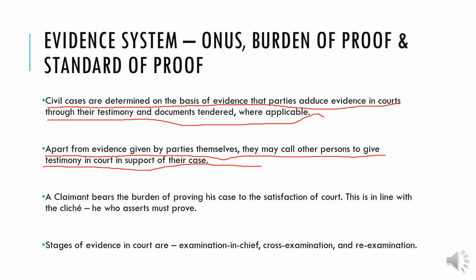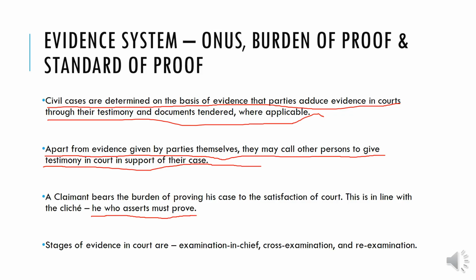But basically, a claimant bears the burden of proof in a civil case. So a claimant has to prove his or her case, and unless a claimant succeeds in proving the case before the court, then that claimant may not have the judgment of the court in his or her favor. And that is why it is usually said by lawyers that he who asserts must prove.